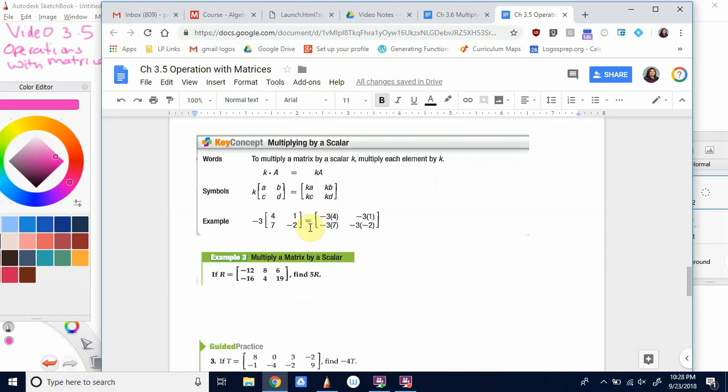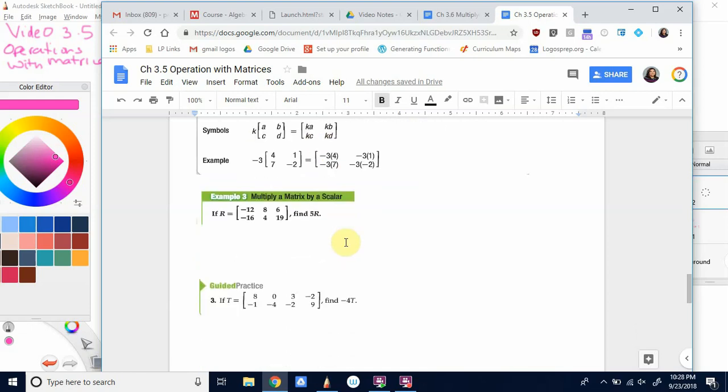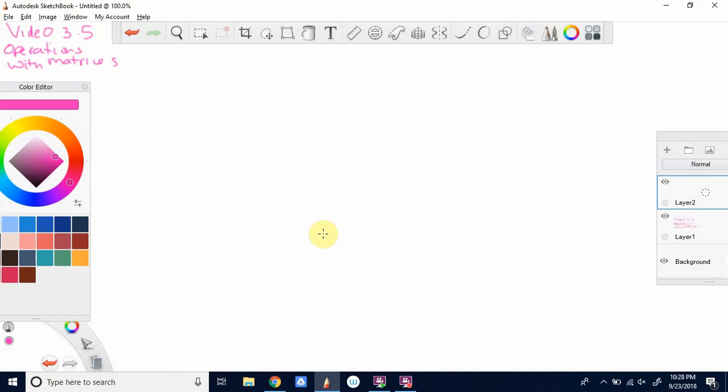It's important to know this, that we could write K with a dot A, Ka, and it means K, a constant, times some matrix. K is a scalar times any matrix. So let's look at example 3. If R is this matrix, find 5R. So our scalar is 5. You need to be able to identify that R is the matrix and 5 is the scalar, because these are going to be true, false on your test, or multiple choice or fill in the blank, some sort.